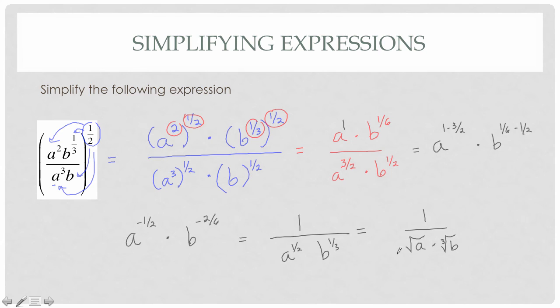I just wanted to kind of see how they were related. But there you go. We simplified that down. There's no repeating variables. There's only 1 a and 1 b. There's only positive exponents. And we simplified them down as much as possible.